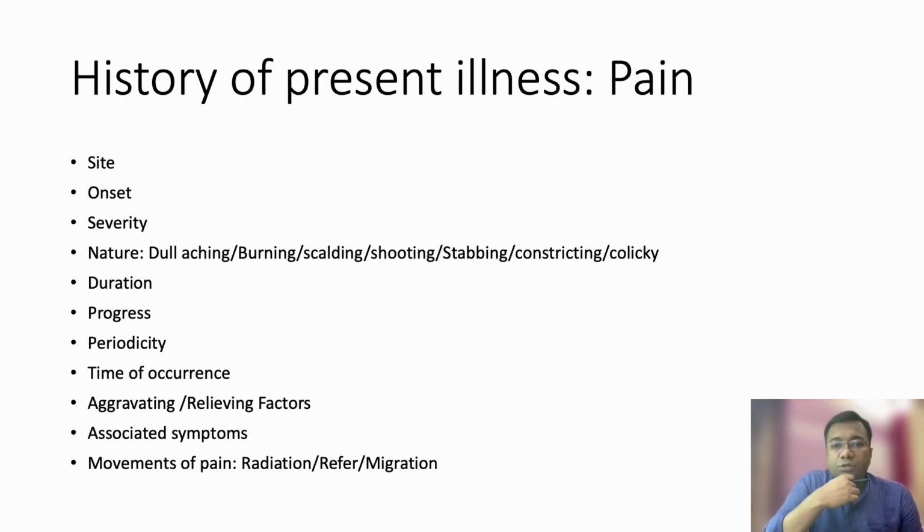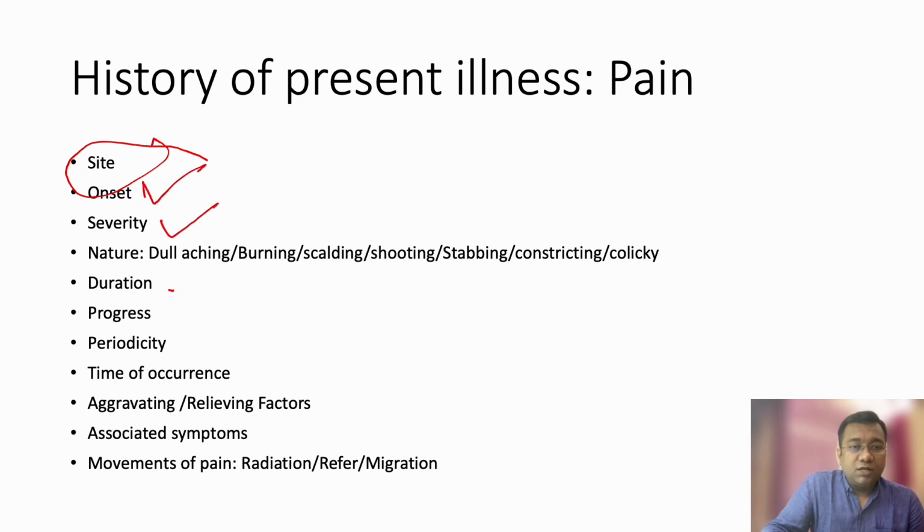Now one important symptom or chief complaint in a surgical patient is pain. Another one is swelling. So in pain, what are the important features we need to look into? That I'll discuss. The first is the site, then onset, severity, duration, progress, then the nature. Site is very important. Where did the pain start? Is it in the abdomen? If it is in the abdomen, then which quadrant or which region of the abdomen?